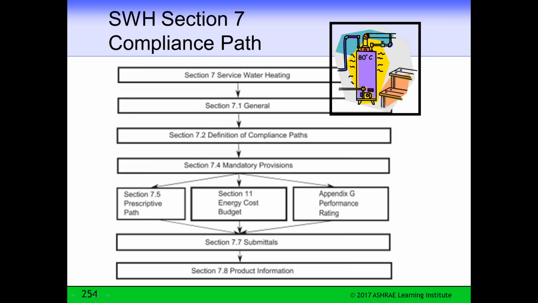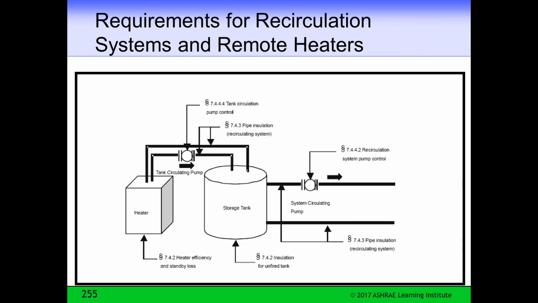All right, let's get started on service water heating. So service water heating has the same compliance paths we've been talking about earlier. They've always had the prescriptive path, which all sections do, energy cost budget, and now they have the Appendix G performance rating path. So there are 3 paths through service water heating.